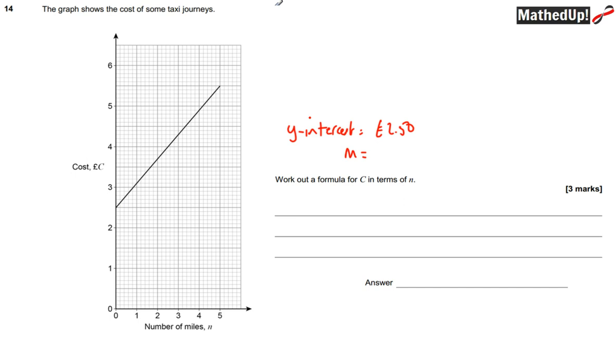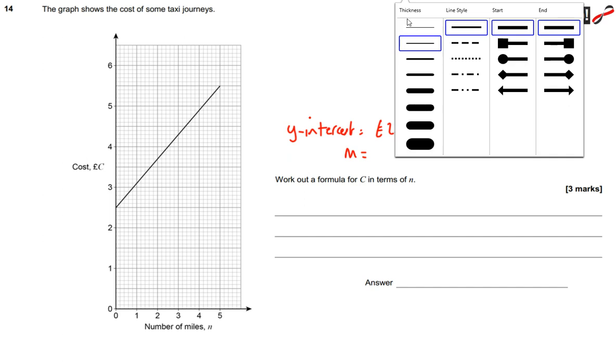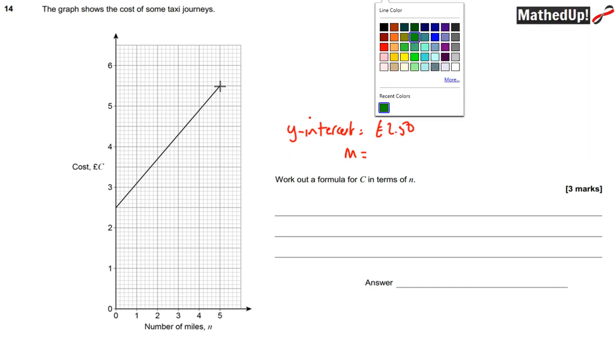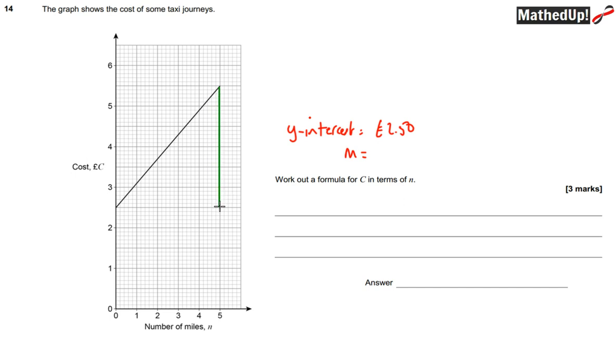So my gradient, well, that's going to be the change in y divided by the change in x. So I'm going to draw myself a line here and turn this into a triangle. Okay, and I've chosen these 2 points because I can read these off quite easily and exactly. So that's going to be the change in y, so that's £5.50 there and £2.50 there, so that's a change in y of £3, and the change in x is going to be 5. So m is going to be 3/5.